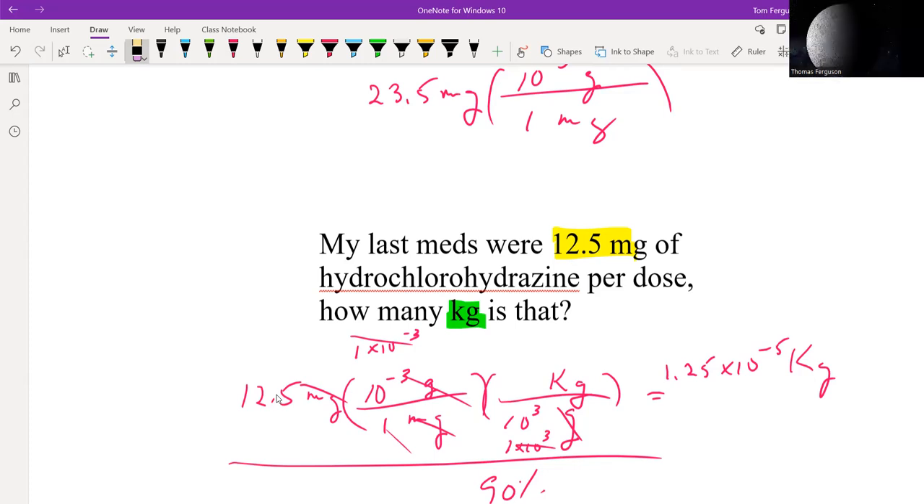So milligrams are smaller than grams, right? So that means this has got to be a big number, and this one's got to be a little number because this is bigger than that. No, grams are bigger. Grams are bigger. This is bigger than that, then this number has to be smaller than that. So it goes small, big, small, oh, big. That makes sense? Better? Okay.